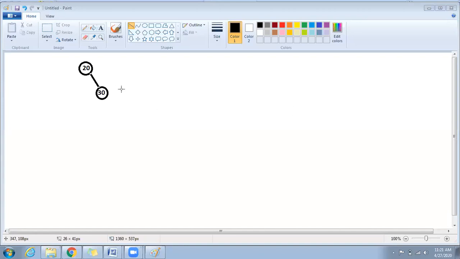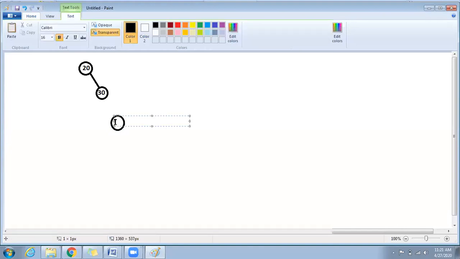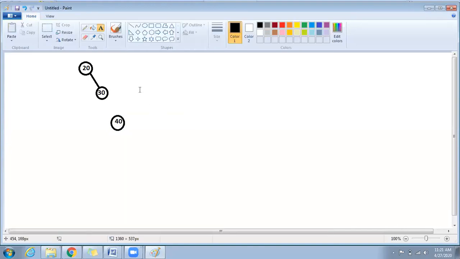Now I want to insert 40. Where do I have to insert 40? Right side of 30. Again, right side of 30. So I am inserting 40. Now I want to insert 45. Again, where will I insert? Right side of 40. Again, right side of 40.